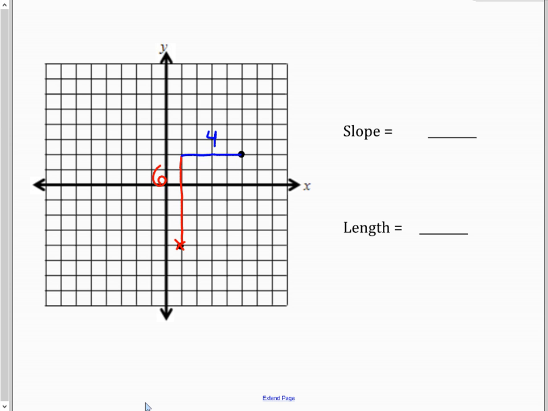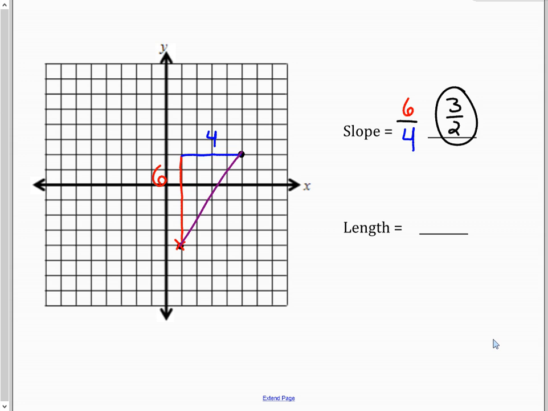So I can write my slope down, and I need to pay attention to whether this segment has a positive slope or a negative slope, and that is a positive slope. So my slope is going to be 6 over 4, and it's positive, and that should simplify to 3 over 2. So my slope is 3 over 2. Now it's also asking for the length.